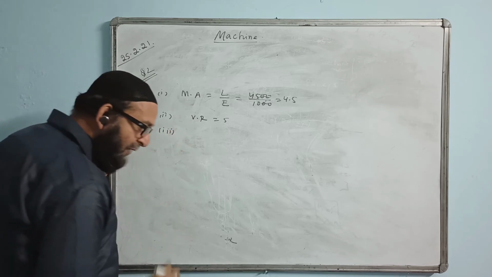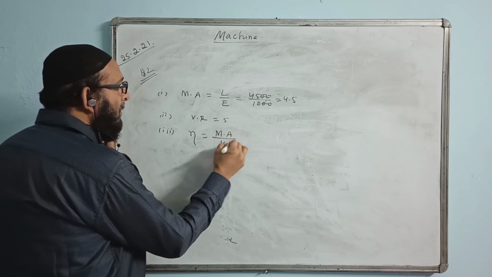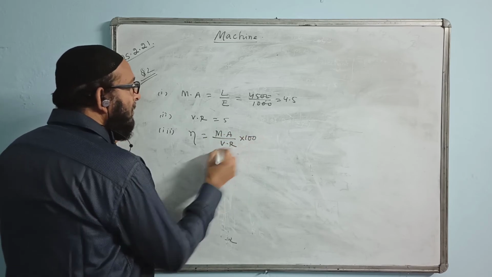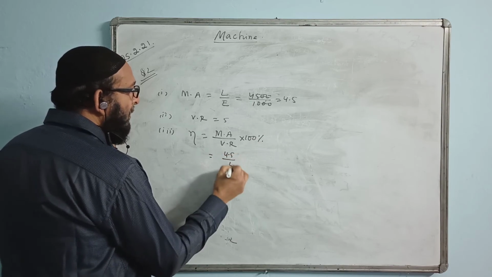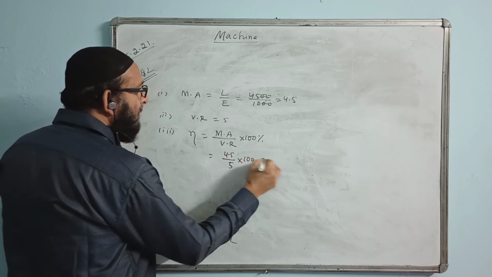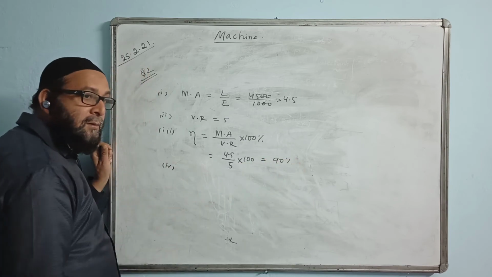Third case, find the efficiency of the system. The efficiency formula we have is MA by VR into 100%. Percentage wise we are calculating efficiency, that is 4.5 by 5 into 100, the answer will come 90%. Yes.